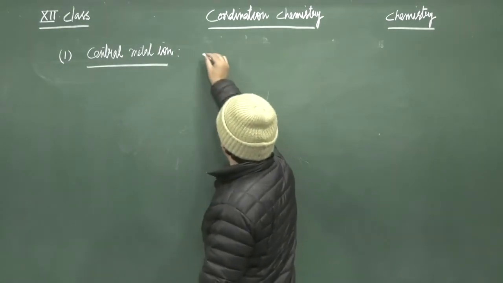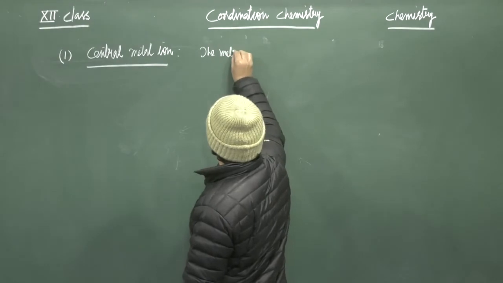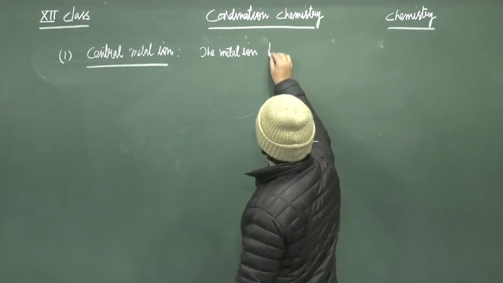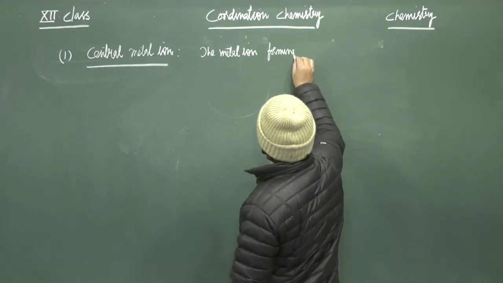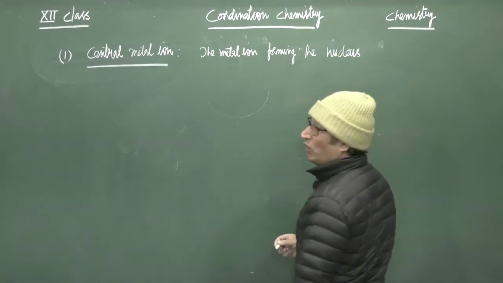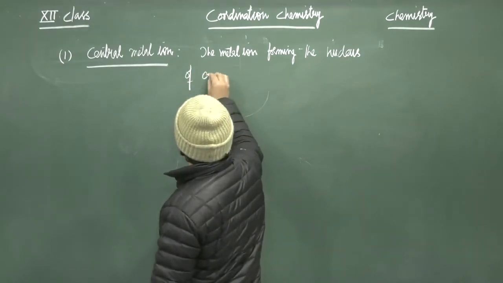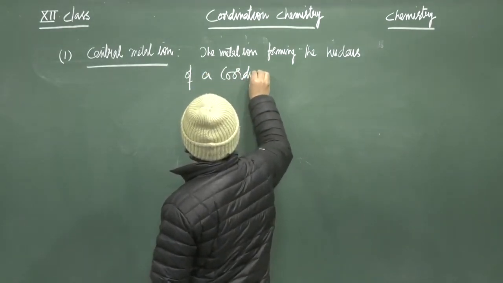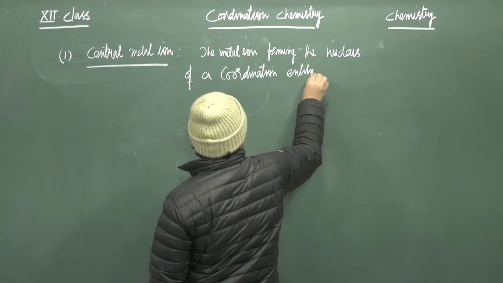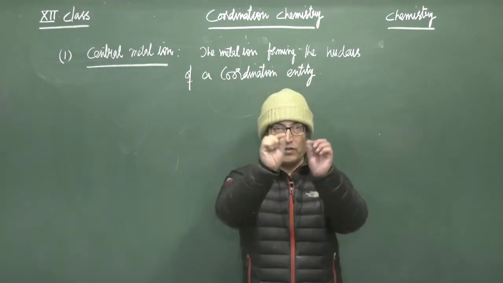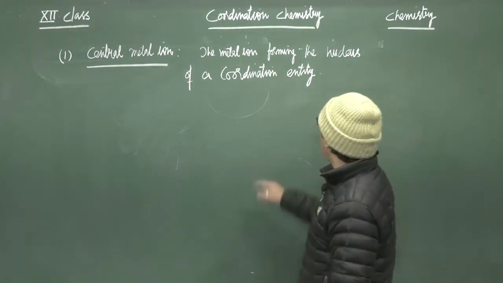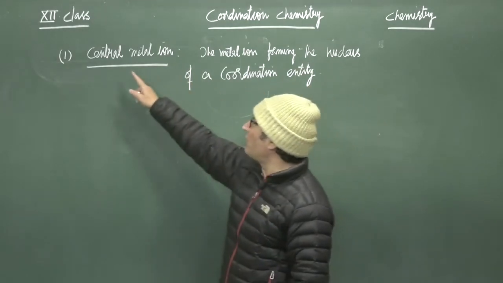What is it? It is the metal ion forming the nucleus of a coordination entity. The coordination entity, which we put within square brackets, has a central part. That central part you call the nucleus, which is the central metal ion.